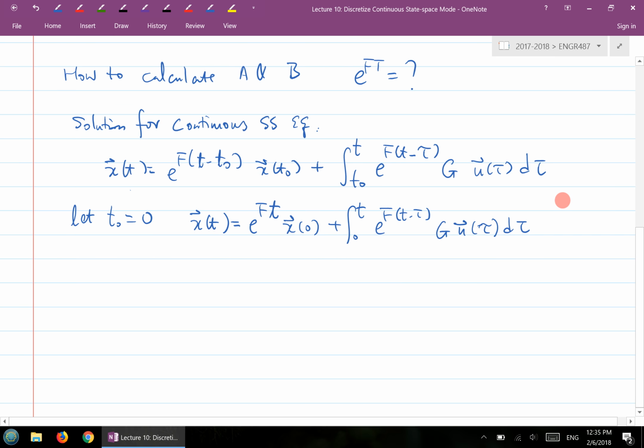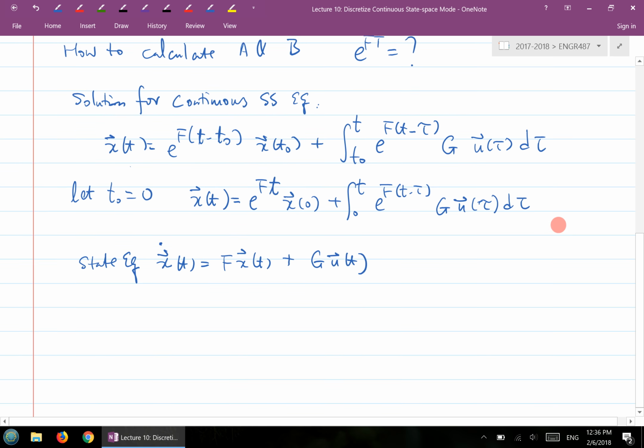I'm going to keep this one here and shift my attention back to the state equation. The state equation is x dot of t, the derivative, equal to F x of t plus G u of t. This is the original state equation for the continuous system.